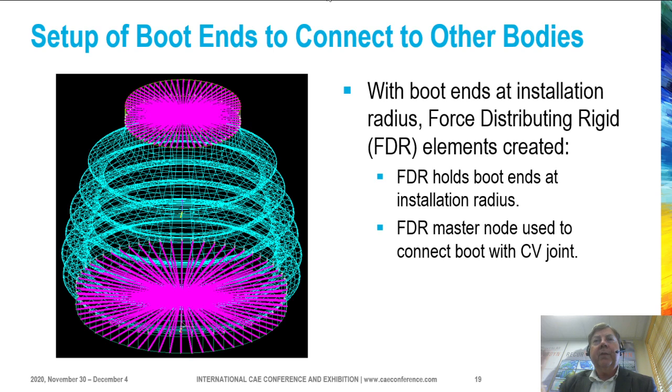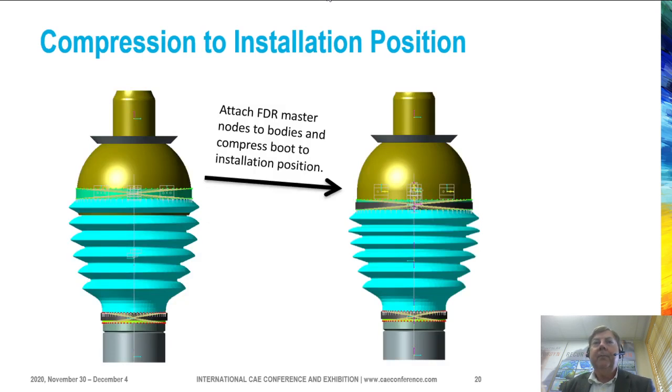So then with the nodes in the proper location, the way we locked them in was to create a force distributing rigid element. Since everything was attached by contact to those rigid bodies, we weren't worrying about the boot at those locations, so we locked everything into place. So a force distributing rigid element is like an RBE element in Nastran, and it just fixes all the outer nodes to a master node in the center. And then we could use the master node to apply a constraint to attach it to the respective body, whether it was the shaft or the bell housing, and that locked in the ends of the boot properly.